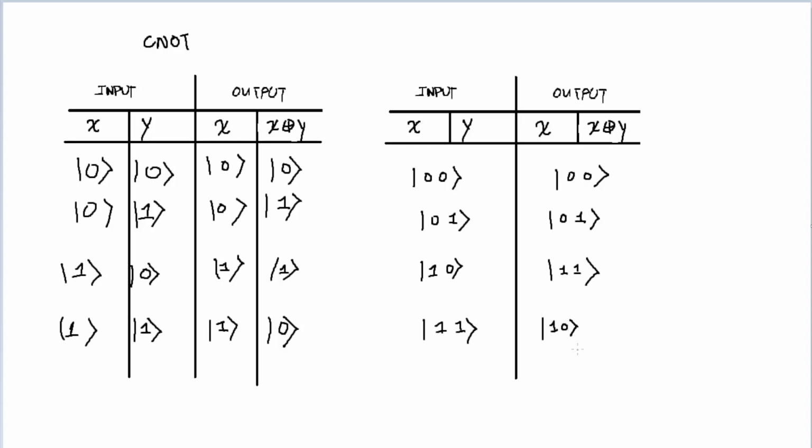Again, the order here does indeed matter. The first value within our particular vector corresponds to our first bit, our control bit, and the second value corresponds to our second bit, our y bit in this case.